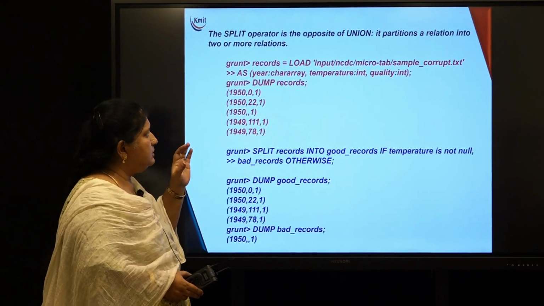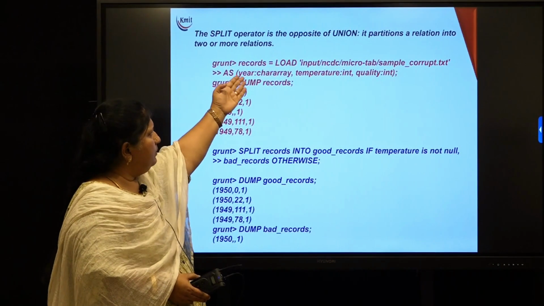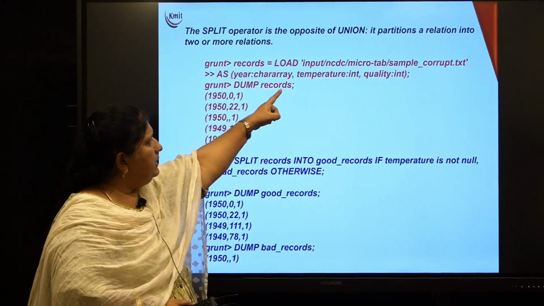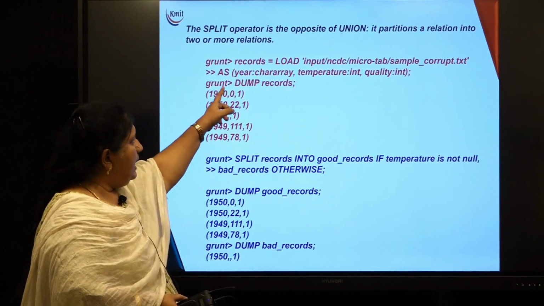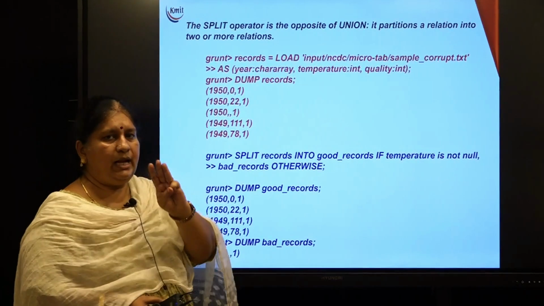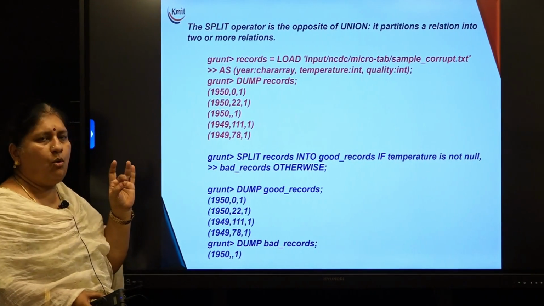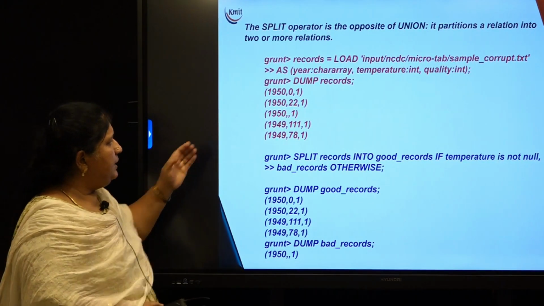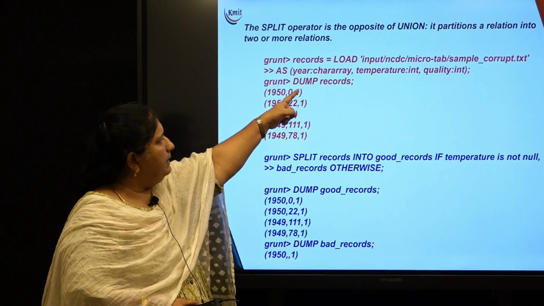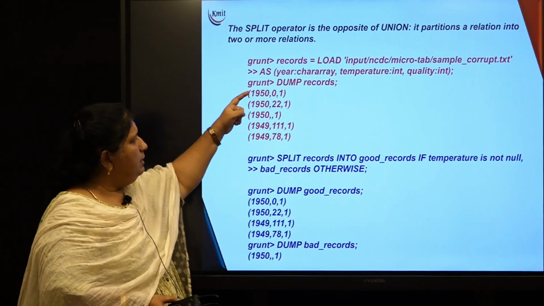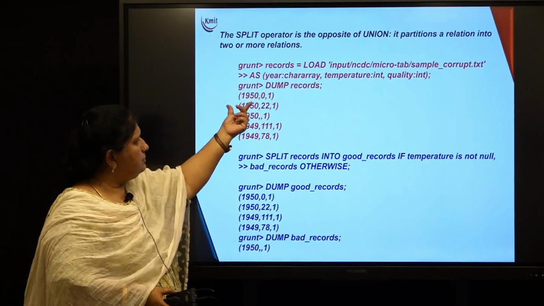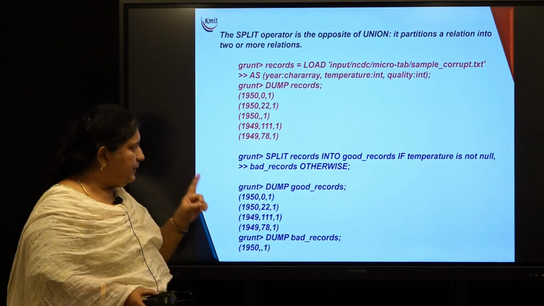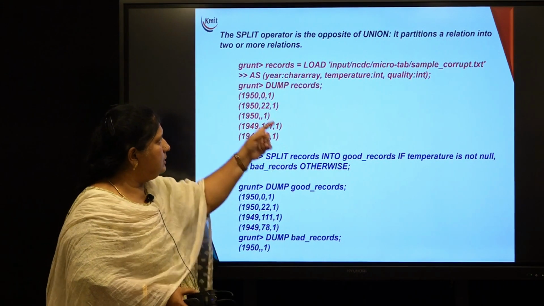Now try to understand this particular Pig script. Records is equal to, records is like a variable, you can give any name here. Records is equal to load that particular entire text file, with 3 attributes: year, temperature, quality. Year is a character array, temperature is integer, quality is also integer. So, we have taken the data, and with dump records you are trying to show the output, whatever is picked from the file into records. So, these are the records we got. Now, try to see this statement, split records. What is records? This relation.